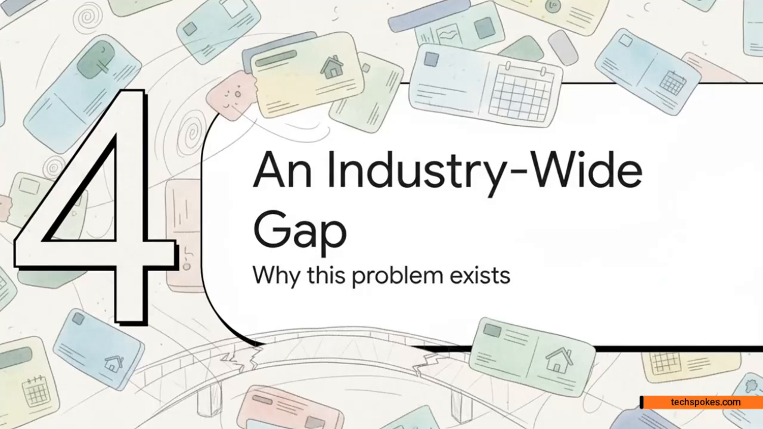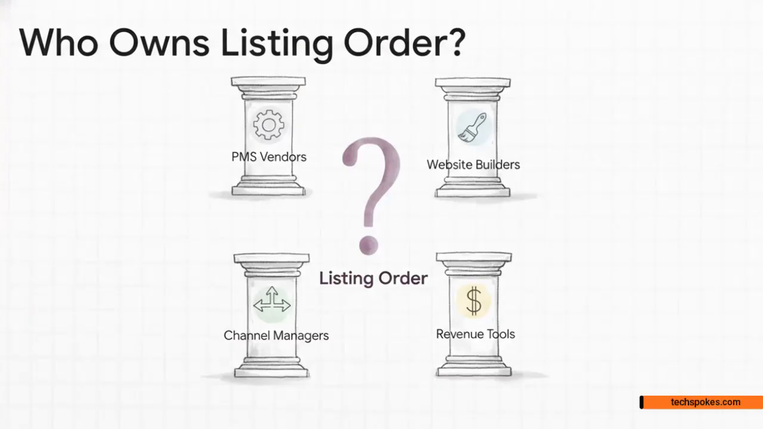So you're probably asking, okay, if this problem is so damaging and the solution seems so obvious, why does it still exist across the entire industry? Well, the problem exists because it falls right into a blind spot, a gap between all the major software vendors. Your PMS vendor, they focus on operations. The website builders, they're all about design. Channel managers are focused on distribution. And revenue tools are focused on pricing. No single category actually owns the logic of what shows up where on your own website.